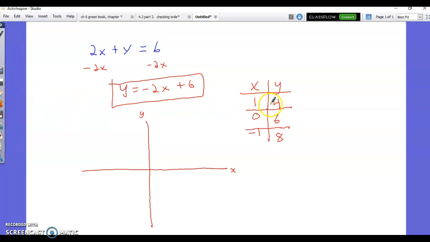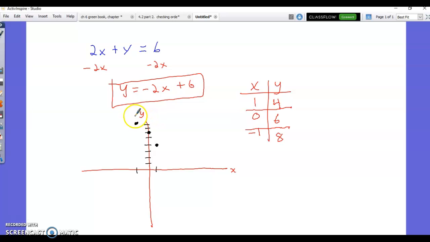So when x equals 1, y equals 4. 1, 2, 3, 4. I'm going to put a dot in that space. When x equals 0, y equals 6. So for not going left or right, I have to go up to 6. 1, 2, 3, 4, 5, 6. I put a dot right there. And when x equals -1, y equals 8. So here's -1, y equals 8. So that was 6. I go up 2 more. That would be my 8.